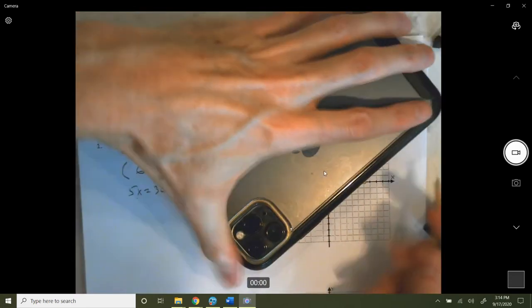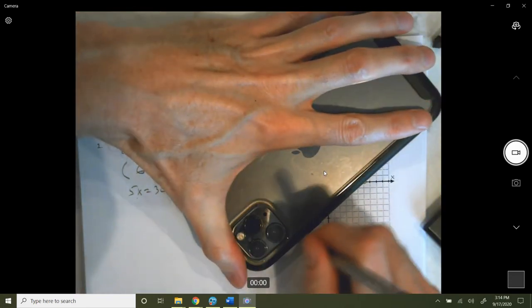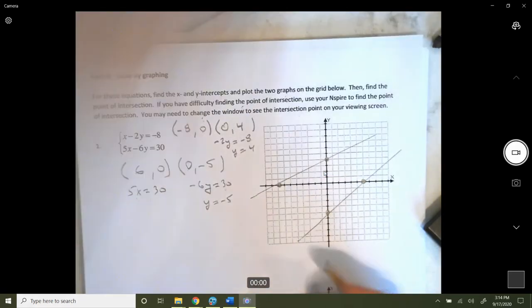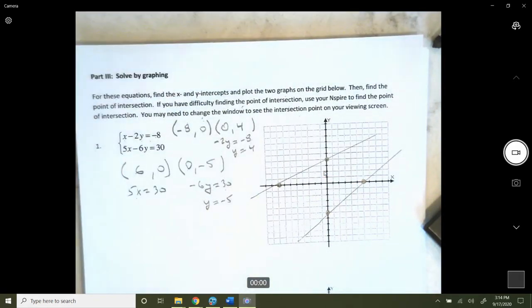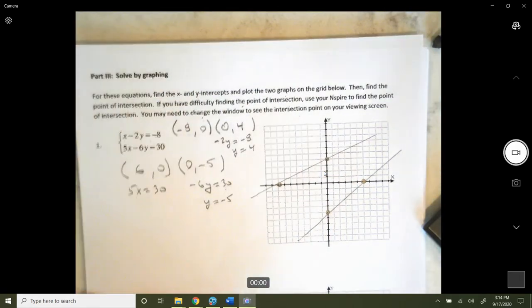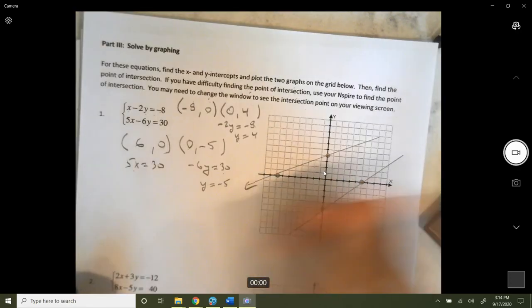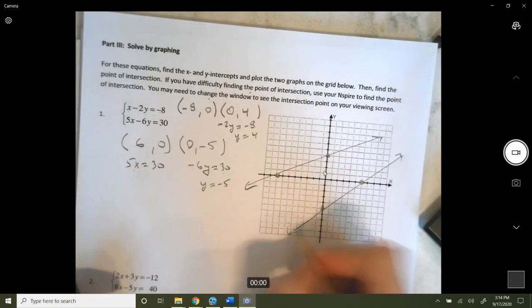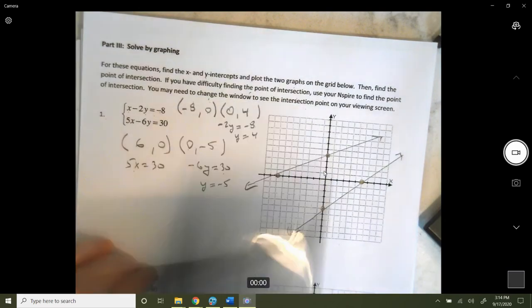Okay, let's draw that line. They look like their slopes are similar, but they don't look like the slopes are the same. We can't see it on this graph. So let's plug these in on the calculator. Okay.